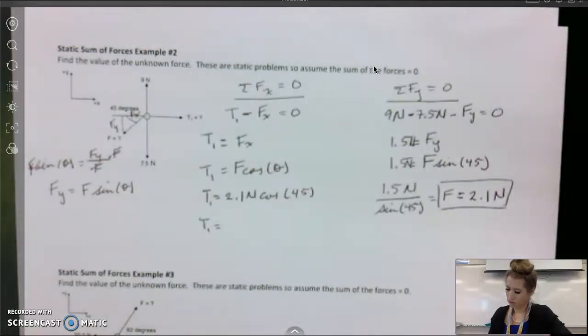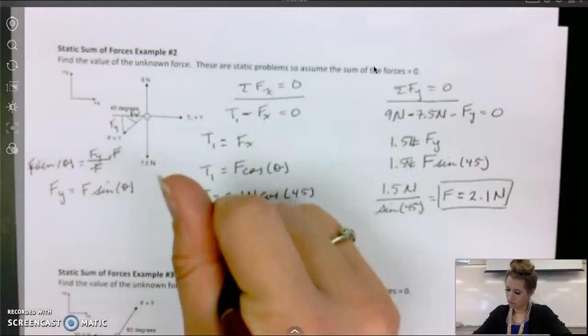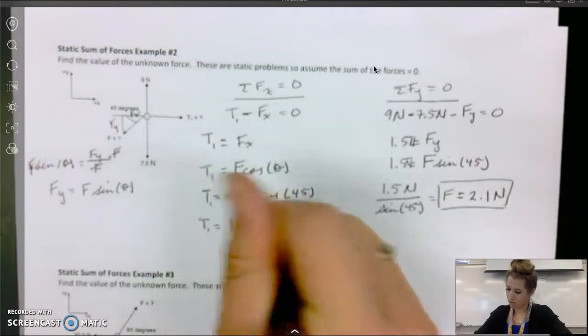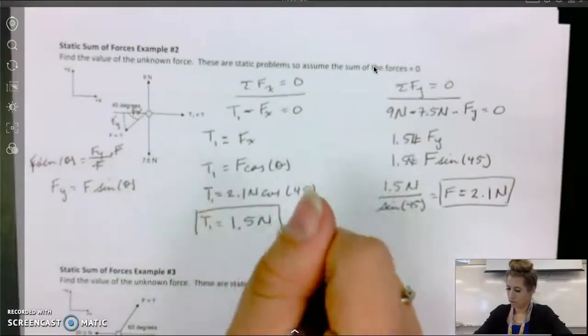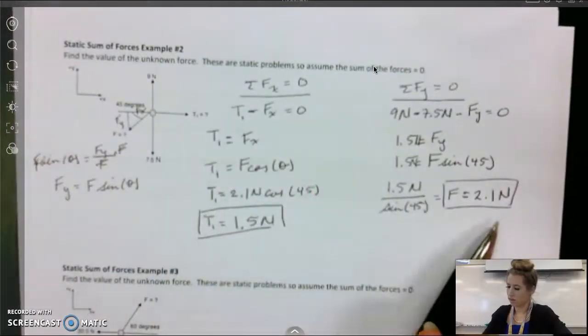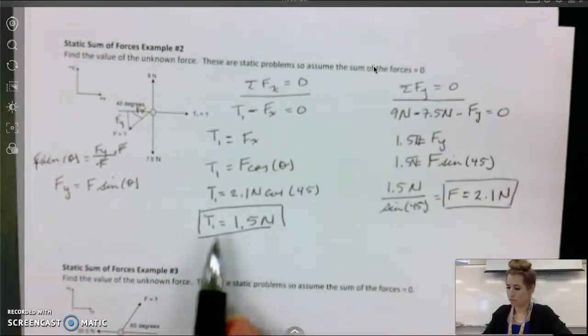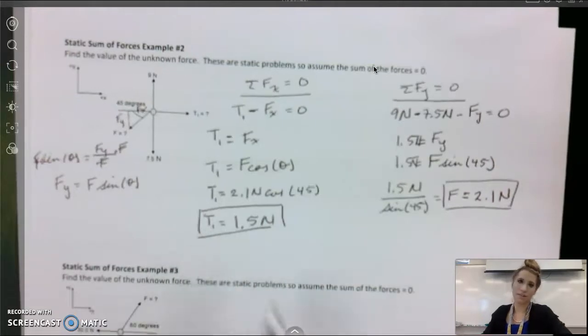So 2.1 times the cosine of 45, 1.5 newtons. Okay, nice. So we just solved for our two unknowns. We figured out what f was, and we figured out what T1 was.